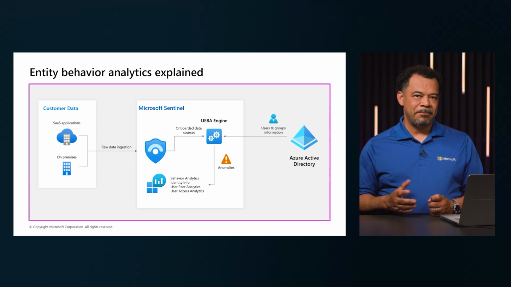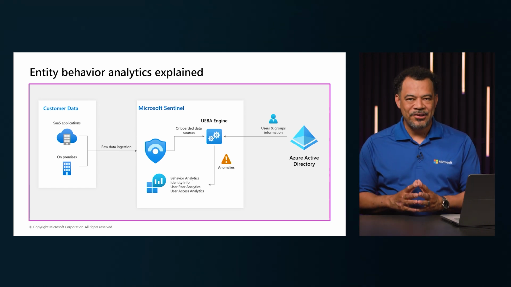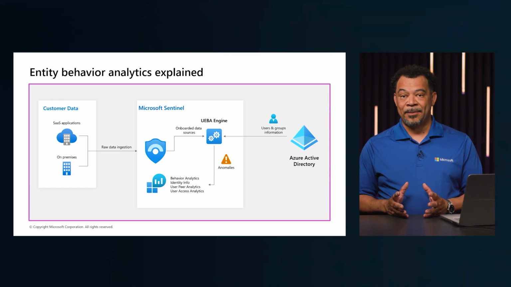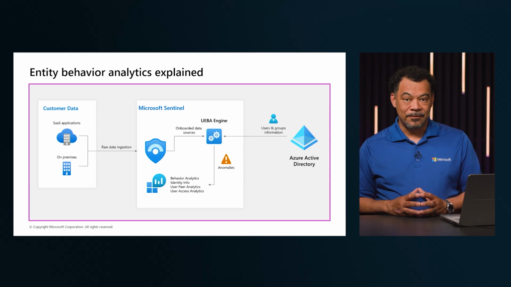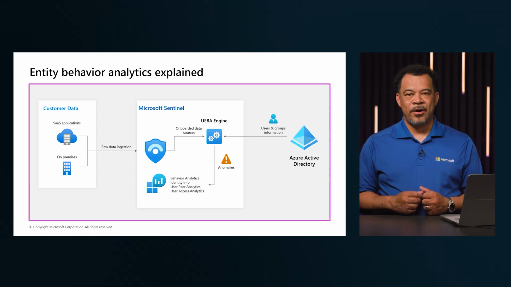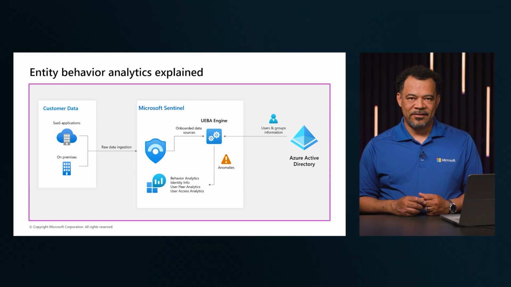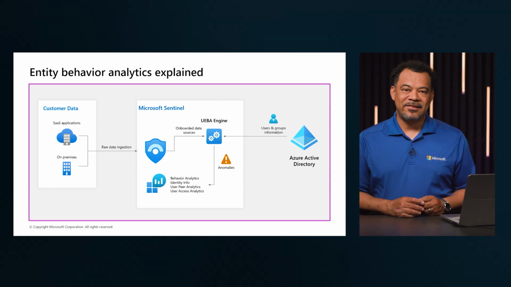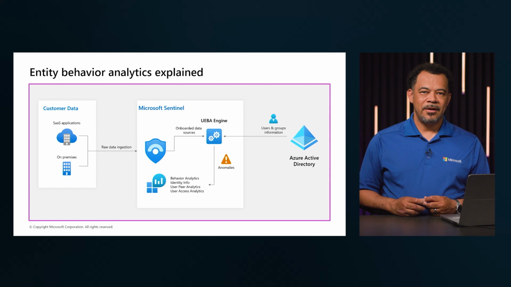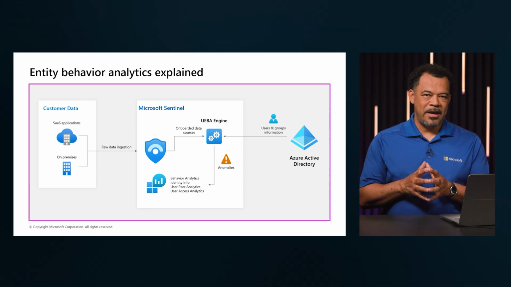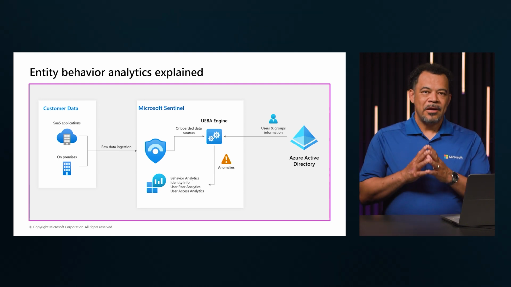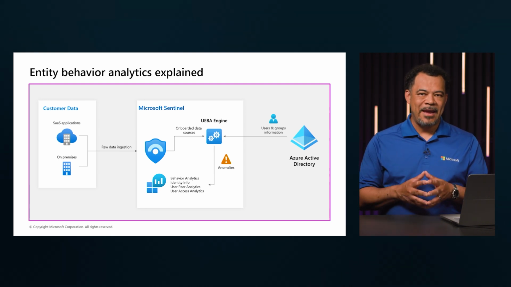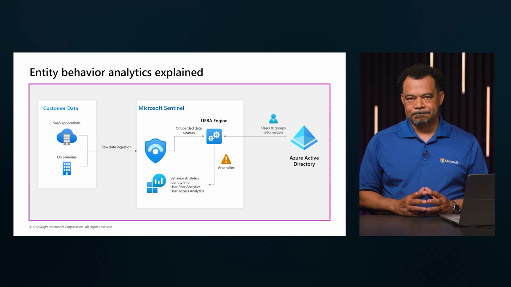Entity Behavior Analytics in Microsoft Sentinel starts by ingesting raw data from both SaaS applications and on-premise systems. This data is processed by the UEBA agent, which applies behavior analytics, identity context, peer comparison, and access patterns to detect anomalies. By correlating this information with user and group data from Microsoft Entra ID, the system builds a rich behavior profile for each entity.